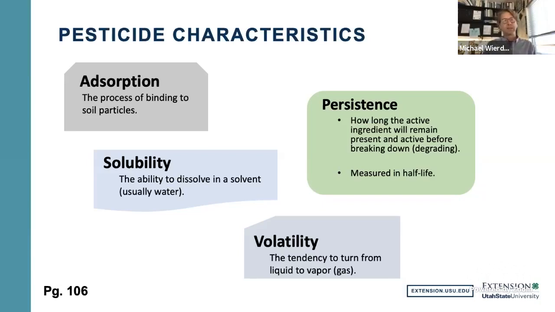And then our final pesticide characteristic is persistence, and that's just what it sounds like. How long the active ingredient will remain present and active before being broken down or degraded by different factors. This is typically measured in half-life. Persistence doesn't affect the ability of the pesticide to move in the environment, but it does play into whether or not that pesticide can be a problem when it reaches the next location.